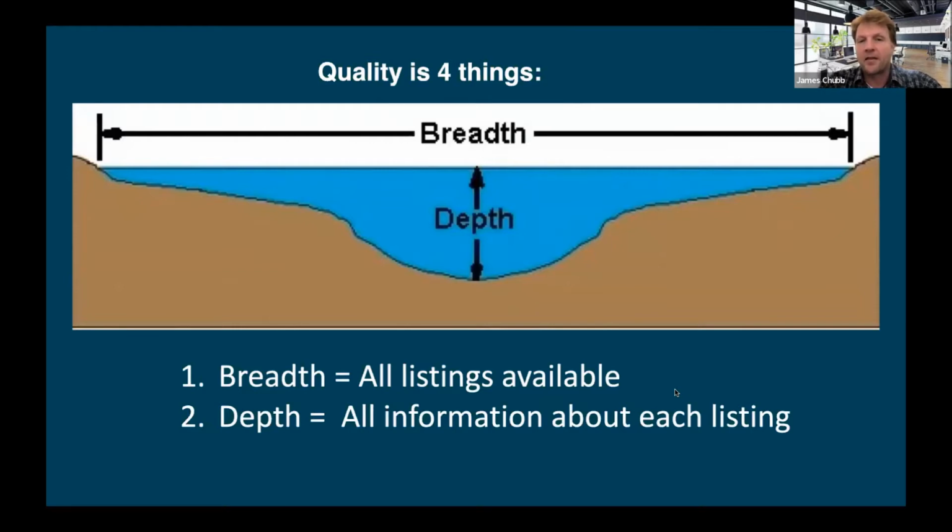One of them is breadth of the data. Do you have all of the listings available for that subject matter? The sample topic that we often use in our webinars is this idea of piano lessons. Say you're doing a directory on piano lessons, helping people find piano teachers and that sort of thing. So when we talk about, do you have all the listings available? Do you have every single piano teacher that exists in your market?